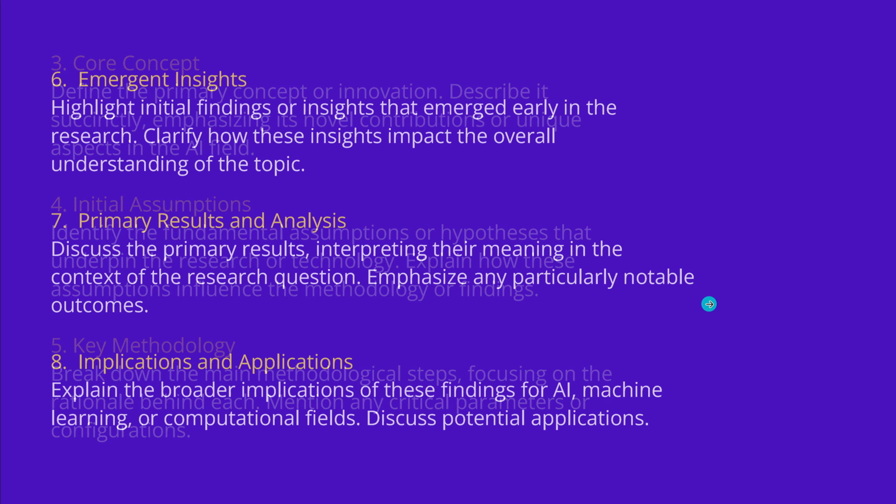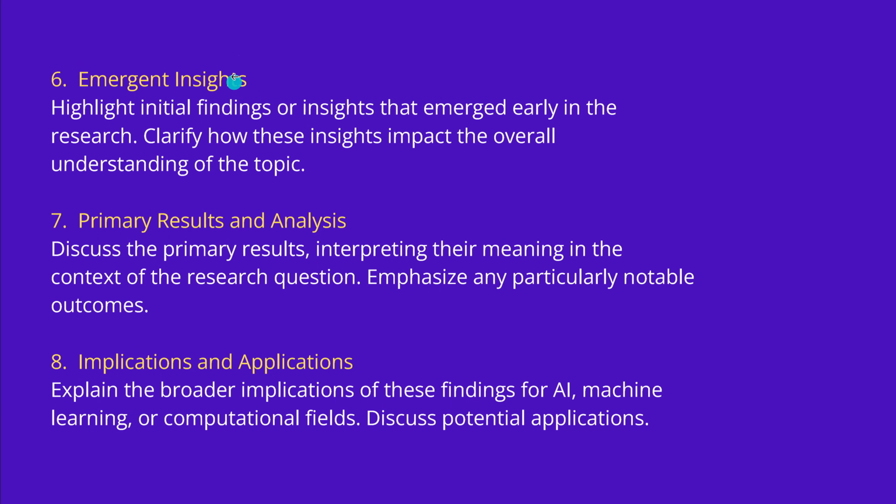mention any critical parameters or configuration. Then you go to the emergent insight. Highlight your initial findings or insight that emerge clearly or early in your research. Clarify how this insight impacts the overall understanding of a topic. This is great. And then you come to your primary results and analysis. You discuss the primary results, you interpret their meaning in the context of your research question, and then you emphasize any particular notable outcomes, which is great.